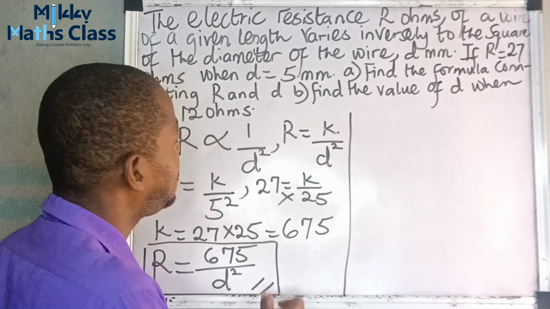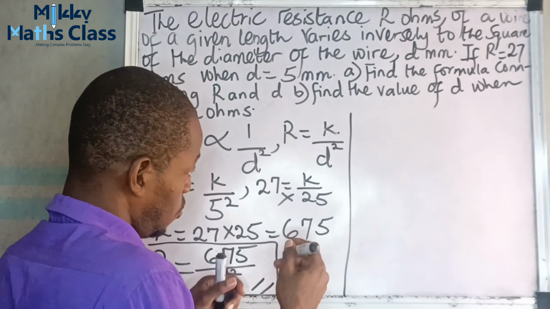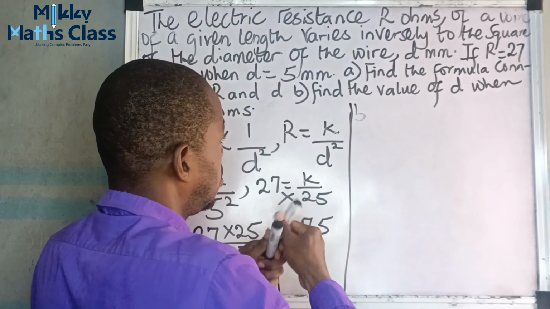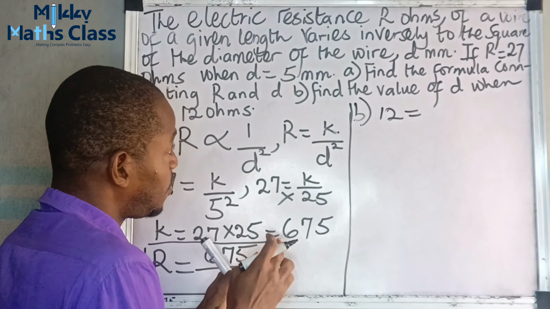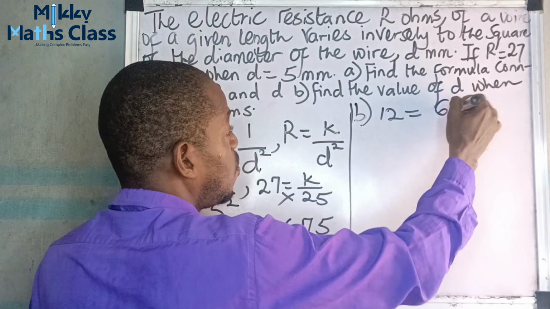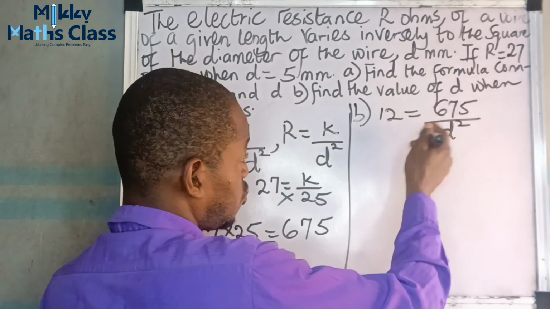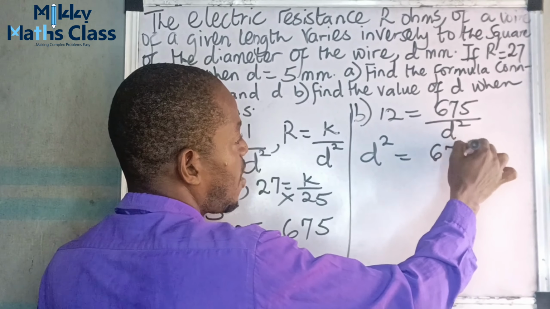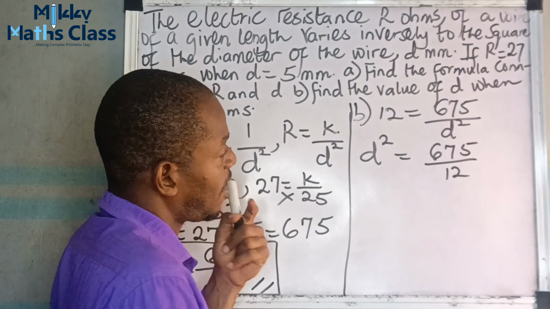All right, let's look at the B part. It says find the value of D when R is 12 ohms. So from here, our R is 12 ohms. So wherever we see R, we put 12. That's 12 equals, we already found the value of our constant, which is 675, so that's 675 over D squared. We are looking for the diameter D. So you can cross multiply. So our D squared will be equal to 675 over 12.